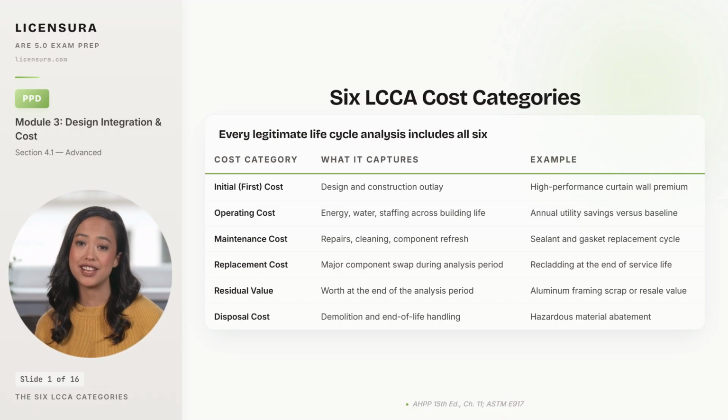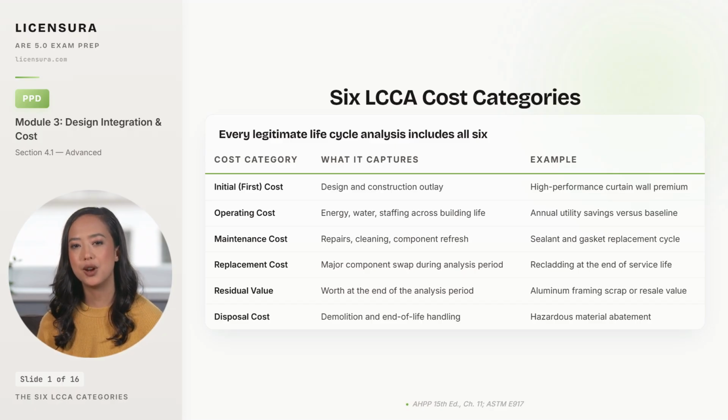Operating cost is the steady drumbeat of utility bills, water, and staffing across the building's useful life, and it is where high-performance systems earn back their premium. Maintenance cost is the cleaning, sealant replacement, gasket swap, and warranty service that no spec sheet headlines but every facility manager tracks. Replacement cost is the major component refresh, a recladding at year 30, a chiller overhaul at year 15, that has to be priced in present value dollars.